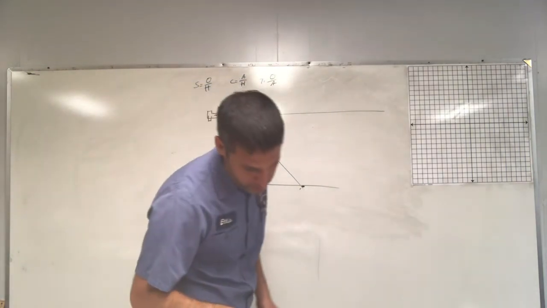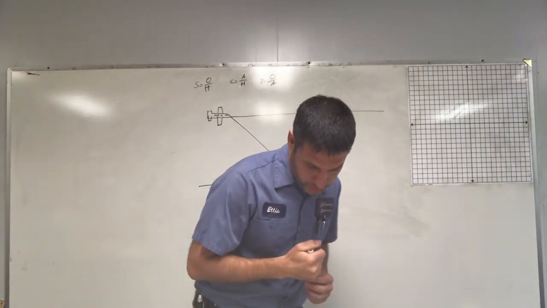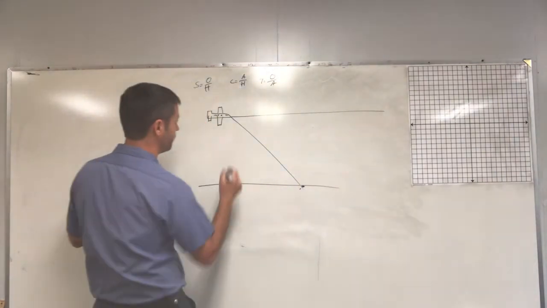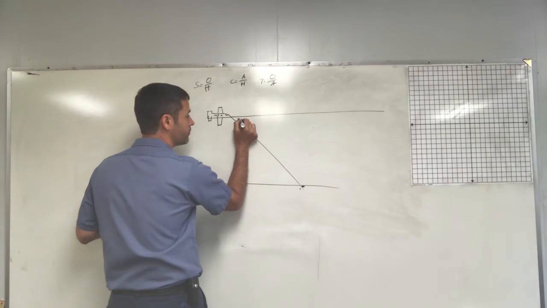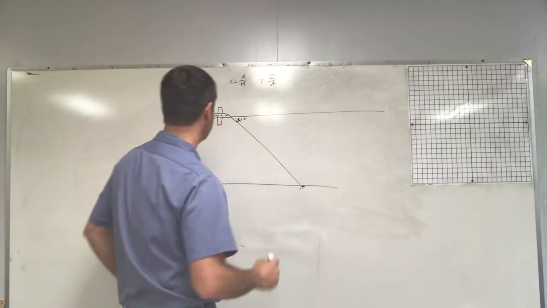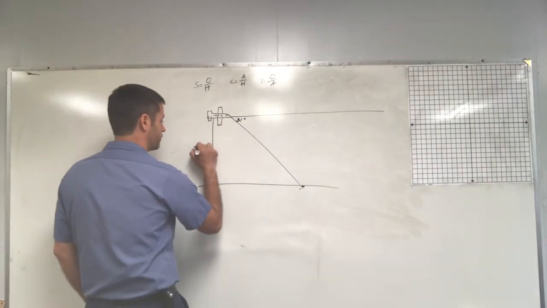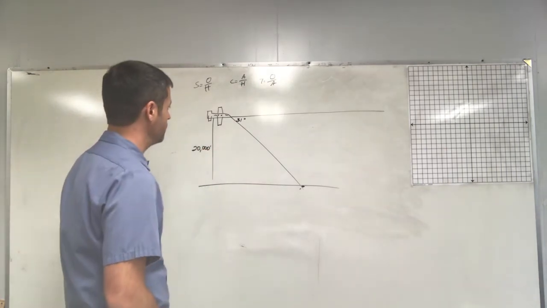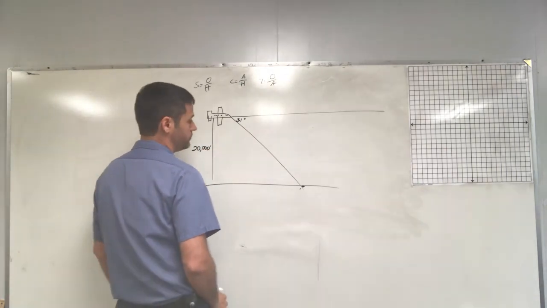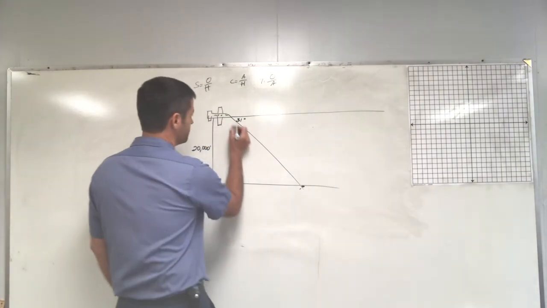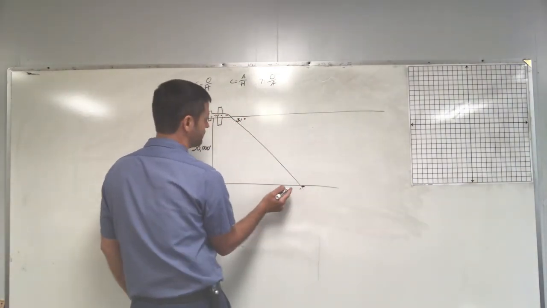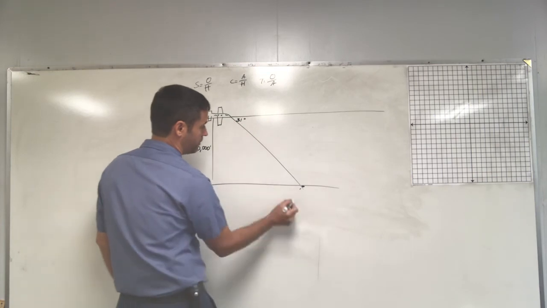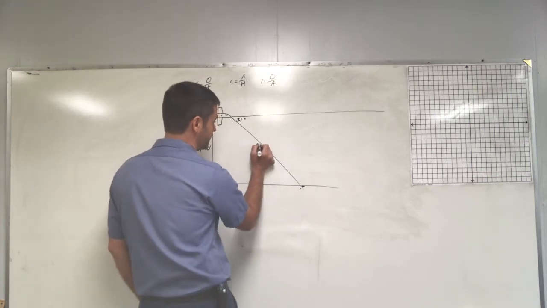Does it say angle of depression? I think it does. He sees a lake at an angle of depression of 31 degrees. So this is 31 degrees. And he is 20,000 feet over the ground, 20,000 feet above the ground. The question is, what is this distance? How far away is he from the lake? Not the horizontal, but the hypotenuse distance. So this is x.